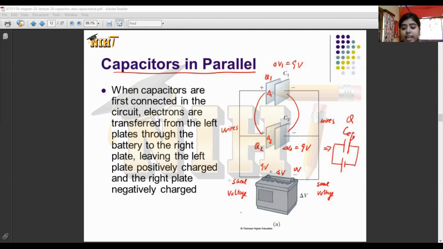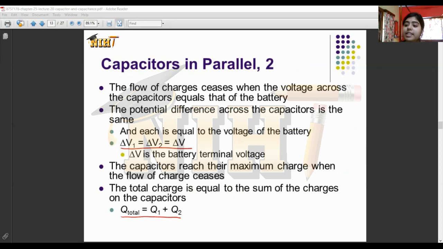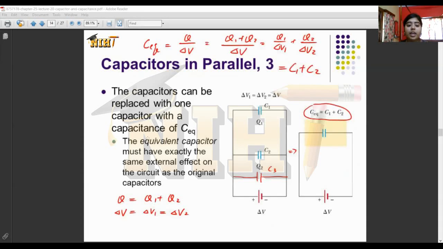So here you can see the potential difference of the battery is delta V. So between the plates there is also delta V potential. So the potential is the same, and we can write delta V1 is equal to delta V2 is equal to delta V. And the total charge on the capacitor system is Q1 plus Q2.